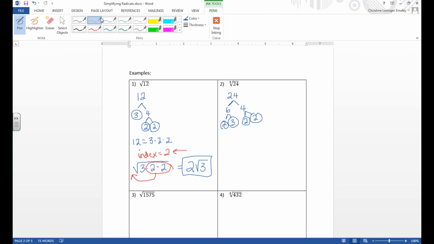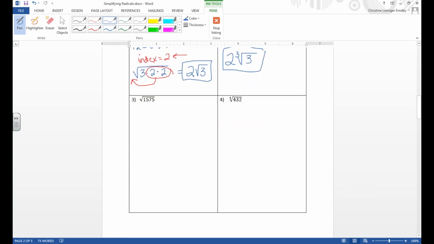Okay, for this one, our index this time changes. Our index is not 2 anymore. This time our index is 3. That means we need 3 copies of a factor before it can come out of the radical symbol. Okay, so we notice right here we have 1, 2, 3 copies of the number 2. That means one set of 3 means one 2 gets to come outside. That 3 has to stay inside, and make sure you keep the index the same. It was a cube root to begin with, so our simplification is still a cube root, similar to our last answer.